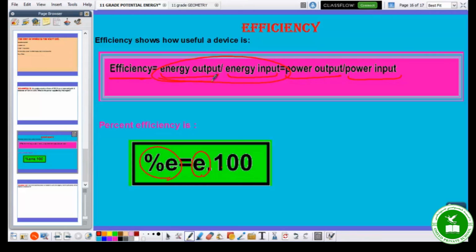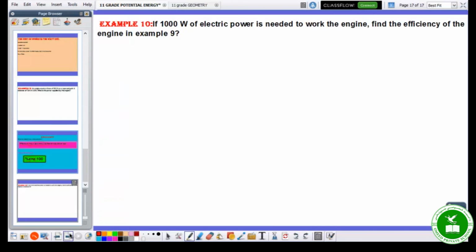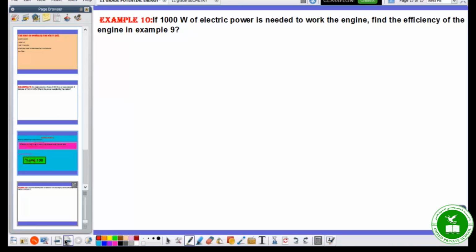Let's solve one example. Example 10. If 1000 watt of electric power is needed to work the engine, find the efficiency of the engine in example 9. We solved example number 9, right? There we calculated the power as 80 watt. Now here we have to calculate the efficiency of that engine.